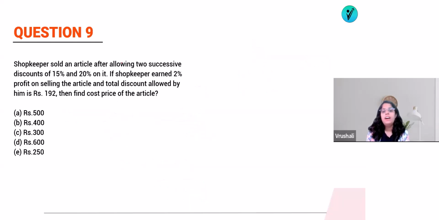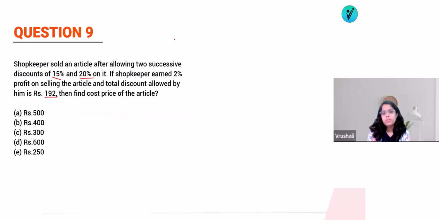A shopkeeper sold an article after allowing two successive discounts of 15% and 20% on it, meaning on the mark price. If the shopkeeper earned 2% profit on selling the article and the total discount allowed by him is rupees 192.